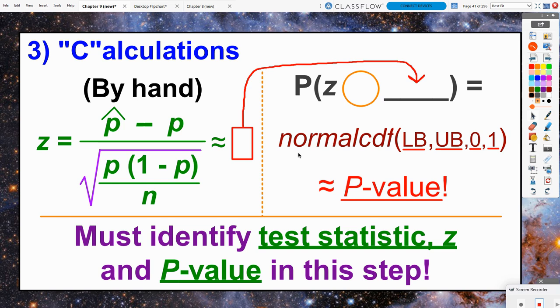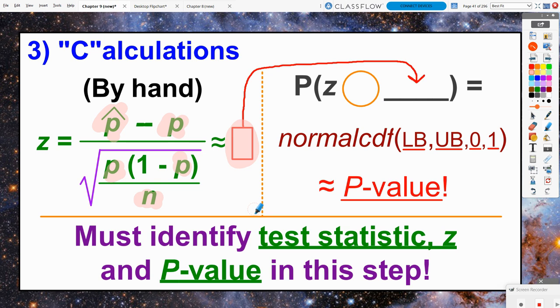Or I'll show you the fancy calculator command, where you can just punch in the values that were given to you in the problem, and you can get the p-value in the end. But if you want to do it by hand, you can plug in all the values for p hat, for p, for the sample size, and we can get what that test statistic is.